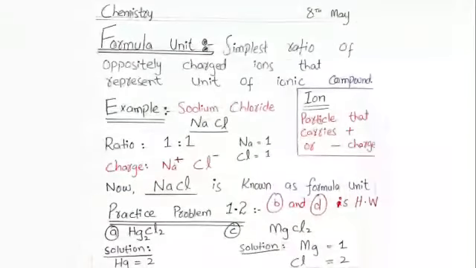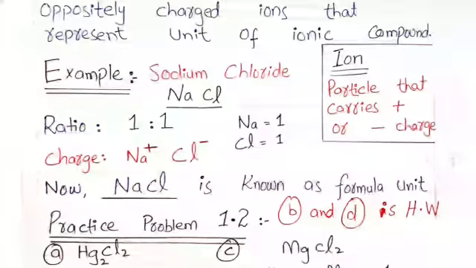Now, for example, sodium chloride, NaCl. NaCl is its symbolic representation. The ratio is 1:1, meaning that Na is 1 atom of sodium, which combines with 1 atom of chlorine to give us NaCl. Na has a positive charge while Cl, chlorine, has a negative charge. This NaCl is known as the formula unit of sodium chloride.